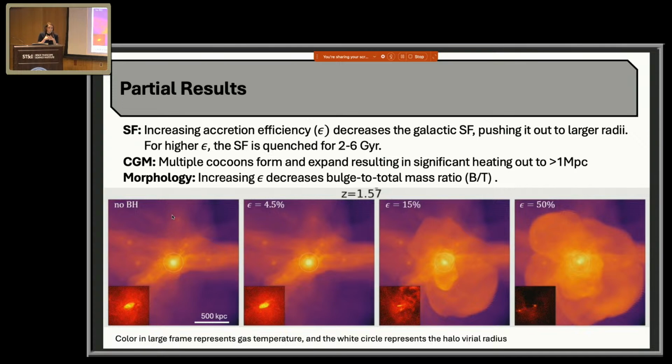When we look at star formation, we see that the overall effect of introducing the AGN is to reduce star formation, and that we get a lower stellar mass as we increase accretion efficiency. We also see that star formation is pushed out to larger radii as we increase this efficiency factor.